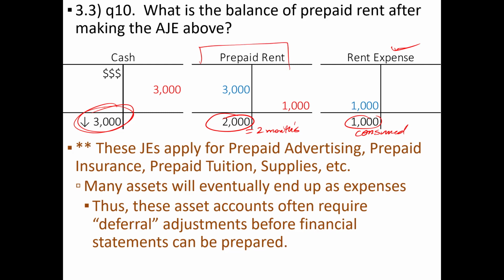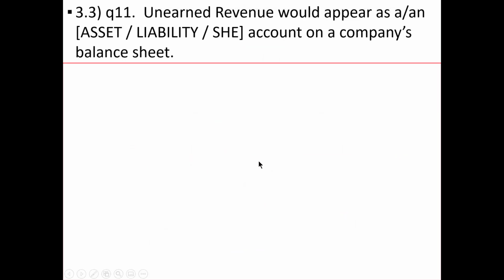The prepaid rent is just like supplies or any type of prepaid account. We just use it to sort of temporarily hold any type of expenses that we want to push off in the future. That's why we call these deferrals. We're deferring or pushing the expense into the future. There's another type of deferral, but this one has to do with a liability.